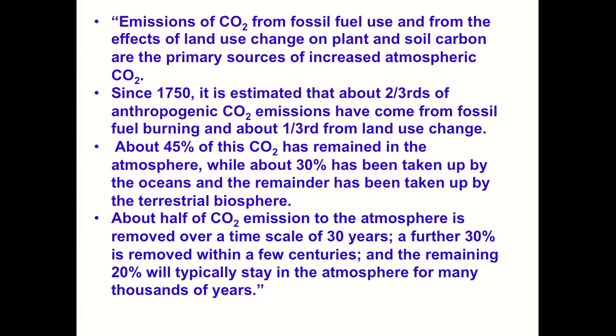About half of the carbon dioxide emissions to the atmosphere is removed over about 30 years. A further 30% is removed within a few centuries. So that's the sort of time scale you have to think about. The remaining 20% will stay in the atmosphere for a long, long time. So what we emitted 30 years ago is essentially still going to have a big impact today. And that's what people tend to forget.